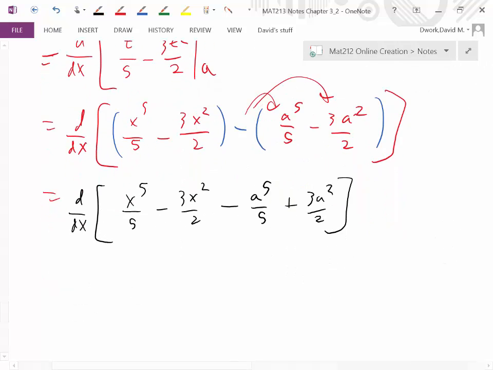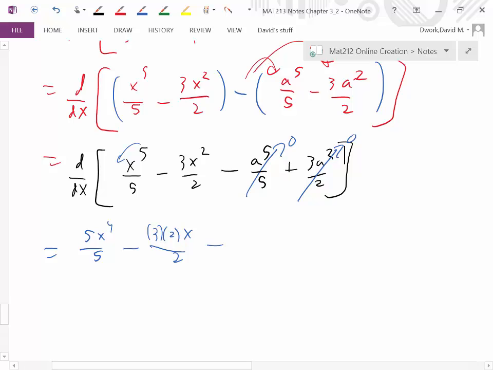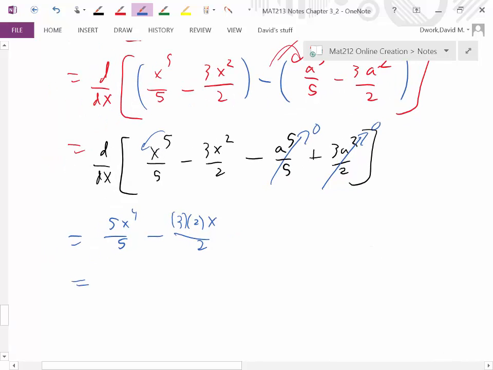Okay, so now what this notation here is saying is now it's time to do our derivative. Do the derivative of the stuff on the inside where x is your variable. Okay, so what this is saying is bring the 5 out to the front. So that'd be 5 times x to the 4th divided by 5 minus, bring the 2 out to the front, so that'd be 3 times 2x divided by 2 minus, now there's no x's. X's are a variable, so 0, 0. Those aren't functions of x's. Those are constants. So now let's simplify as much as we can.